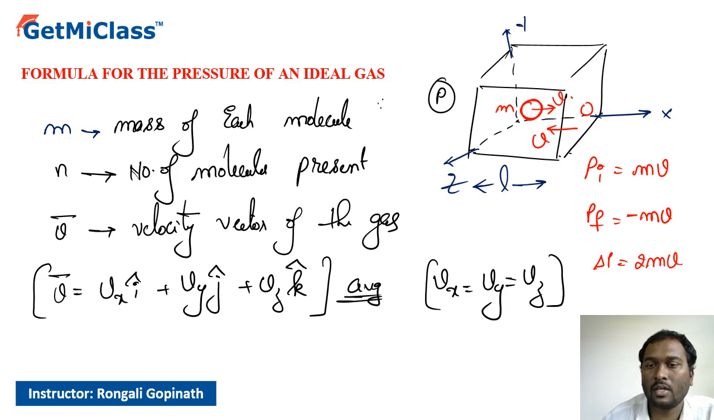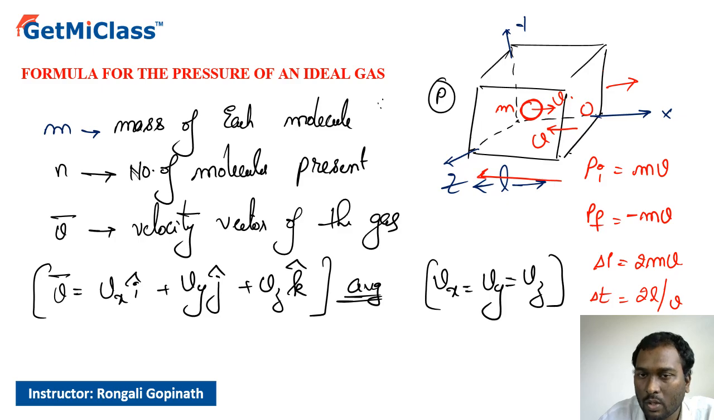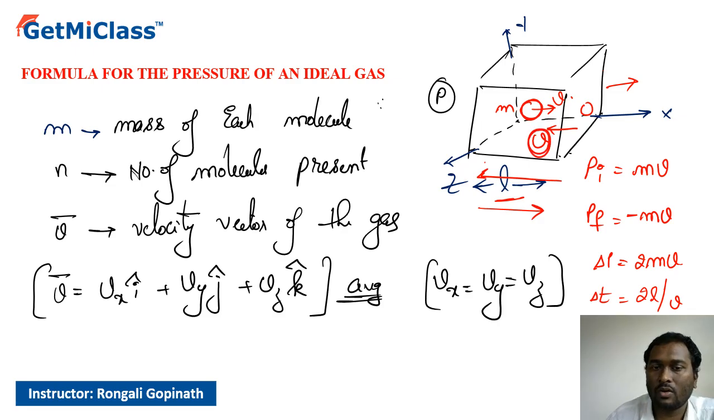Alright. Now, how much time does it take for this gas molecule to come back to this wall again? Can I say it takes 2L by v time, because it has to go to the other wall, do a collision with the other one, and come back to this one. Total distance traveled is 2L and it is moving with a speed v. So time taken is 2L by v, isn't it? Now I know that this much momentum has changed in this much time for the gas.